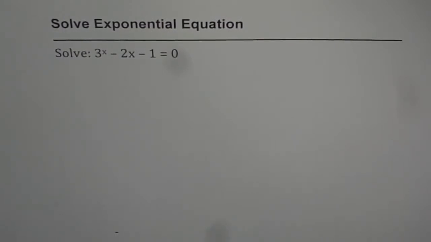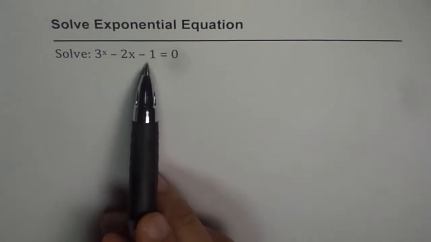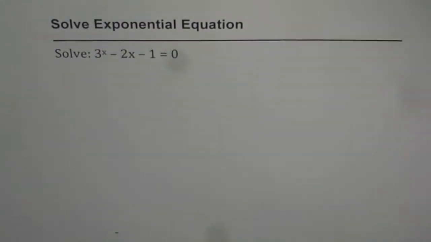Solve exponential equation. We have a very interesting equation here to solve. The question is, solve 3 to the power of x minus 2x minus 1 equals 0. Now, it looks like a very simple equation, but it's kind of complicated.